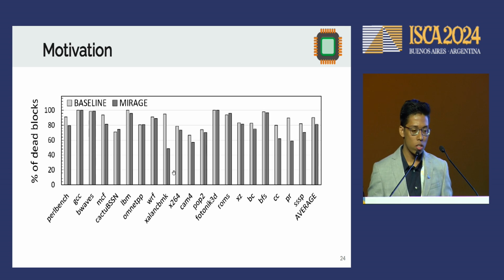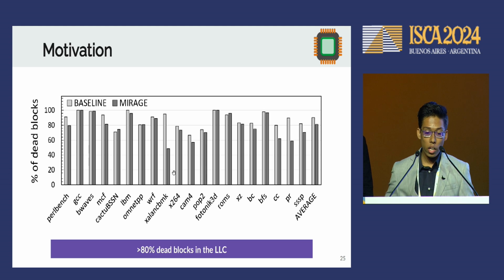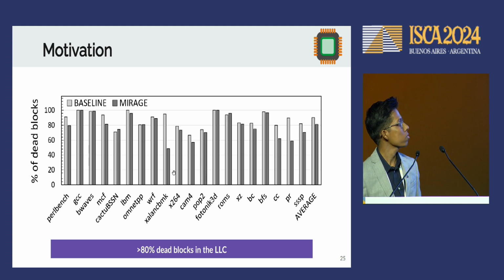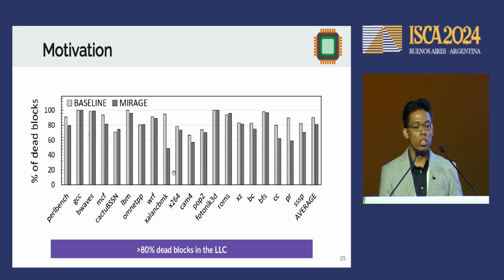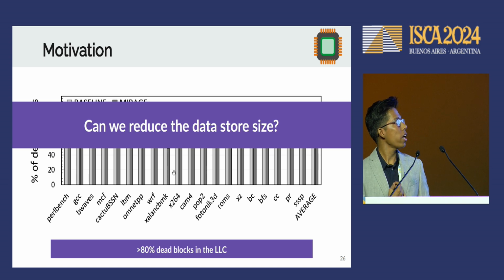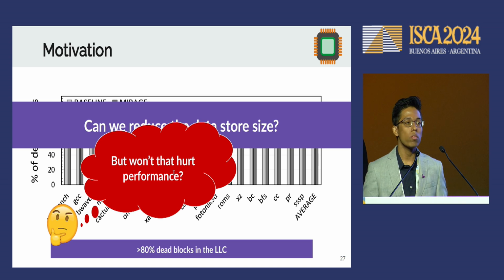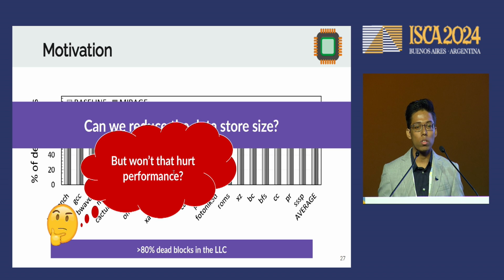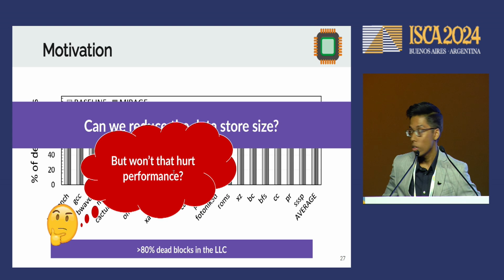Our analysis on a non-secure 16-way 16 MB baseline and the 16 MB Mirage suggests that there are more than 80% dead blocks in the last level cache. That means the data store is not being efficiently used in these cases. So the idea is, can we reduce the data store size? But a naive reduction of the data store size will degrade the performance, so we need to do some microarchitectural improvements to achieve our goal.